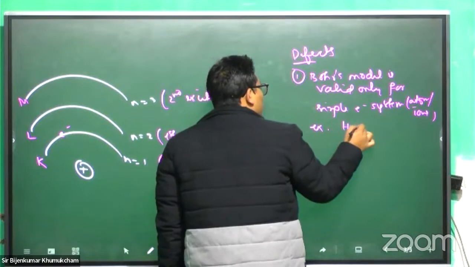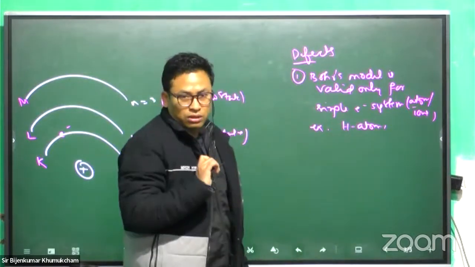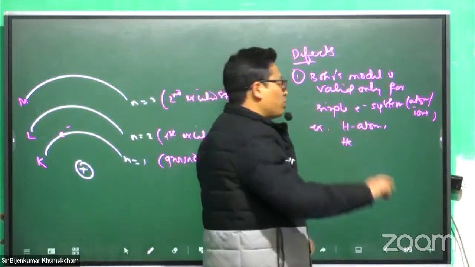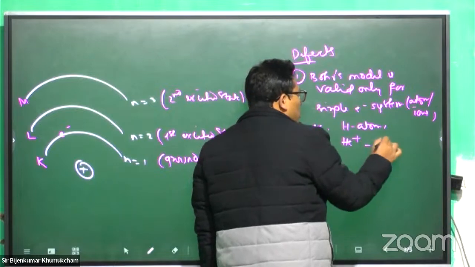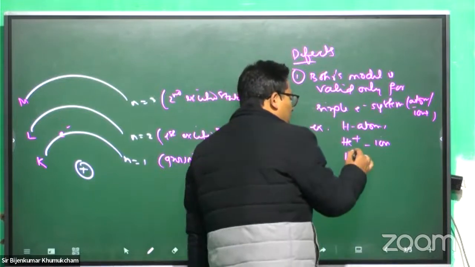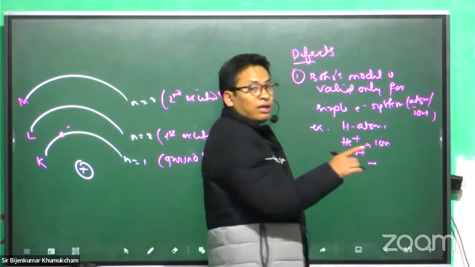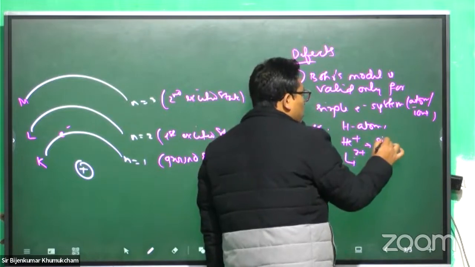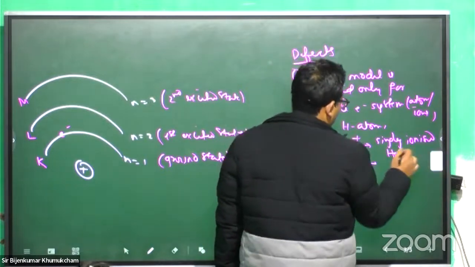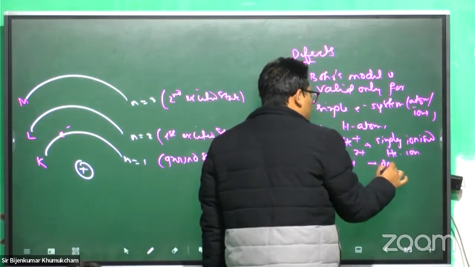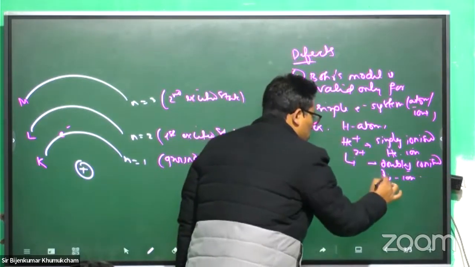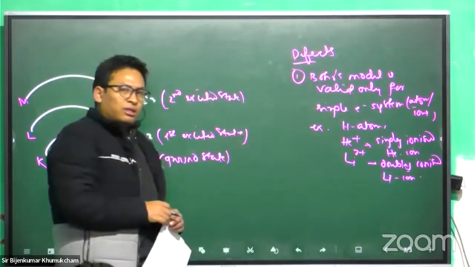Example: hydrogen atom. In a hydrogen atom, how many electrons do we have? One. Then helium. In helium, how many electrons? Two. If one electron is removed, it is ionized, a singly ionized helium ion. Lithium has 3 electrons, and if two are removed, it is a doubly ionized lithium ion.